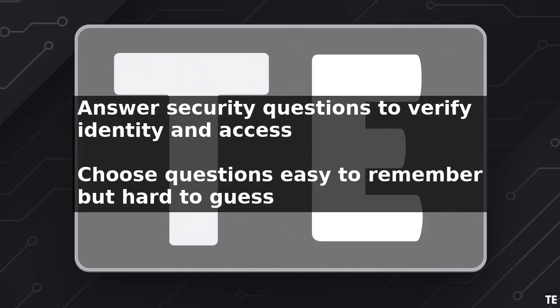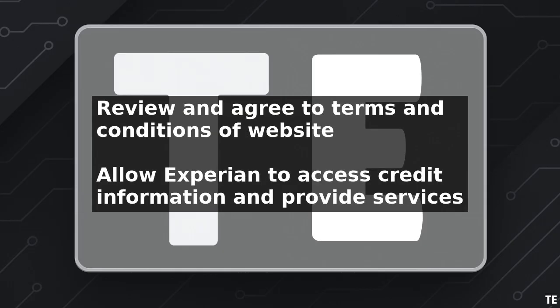You will be able to view your credit report, monitor your credit score, and receive alerts if there are any changes to your credit information. It is a good idea to regularly review your credit report and score to ensure that they are accurate and up to date. You can also use the Experian website to dispute any errors or inaccuracies that you find on your credit report.